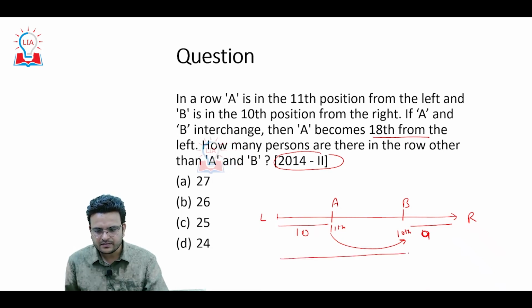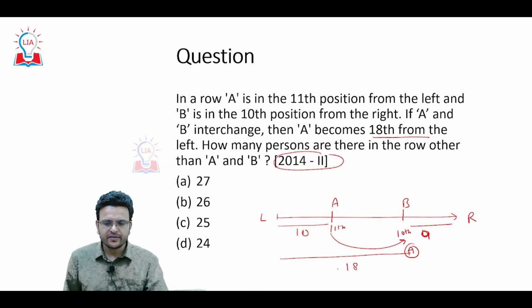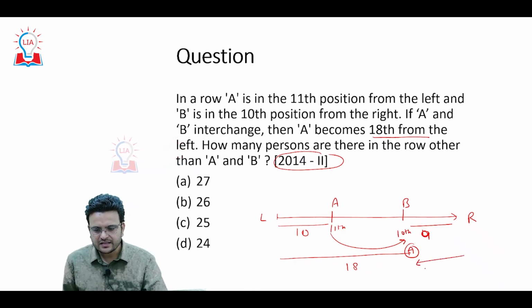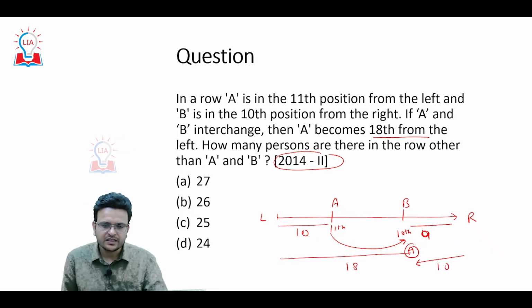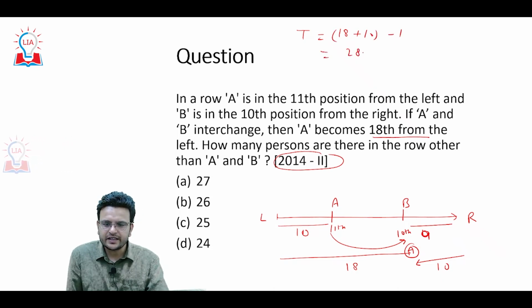It becomes 18th, meaning now A is 18th from the left and A is 10th from the right. So total students will be 18 plus 10 minus 1. It is 28 minus 1, that is 27.